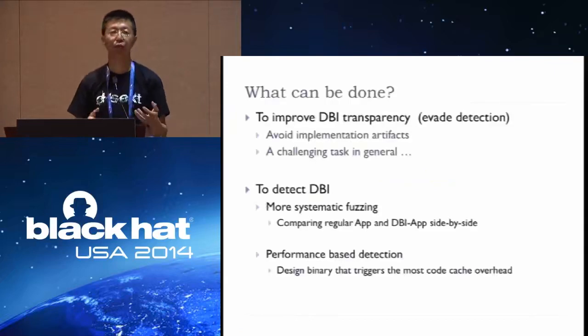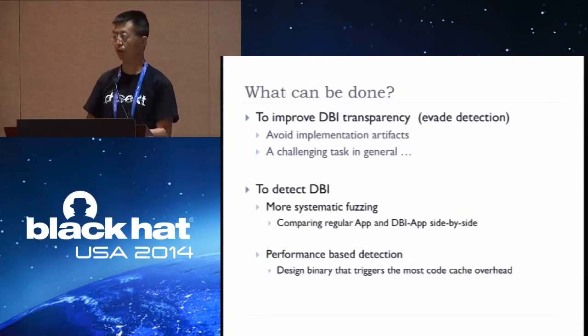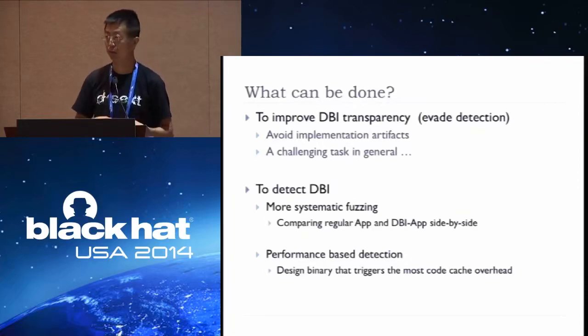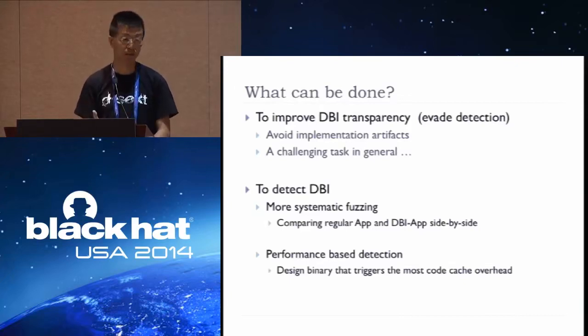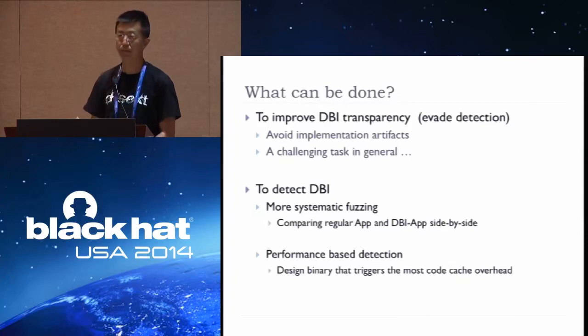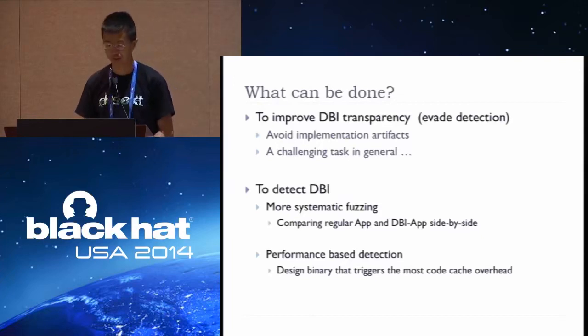Now, you still have to look at this from both the attacker point of view and the defense point of view. From the defense point of view, if you want to improve a DBI tool to avoid being detected, there are first lots of things to do, at least address all the artifacts I mentioned. Those can all be fixed. However, there are just a lot of those, so it's pretty hard to prevent this completely. So I would say it's a pretty challenging task.